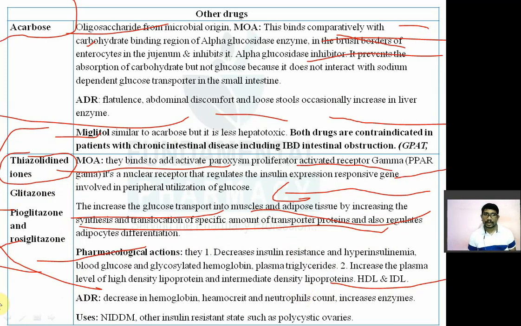Adverse drug reaction kya hai? Decrease in the hemoglobin, decrease in the hematocrit, neutrophil count decrease hota hai, increase in the enzymes. Use kya hai? Non-insulin dependent diabetes mellitus and polycystic ovaries.